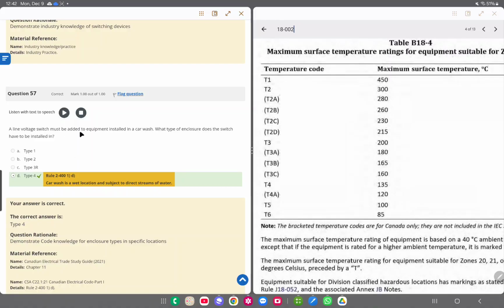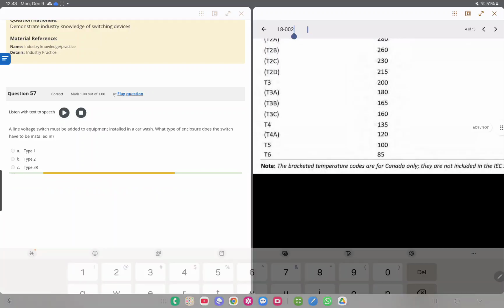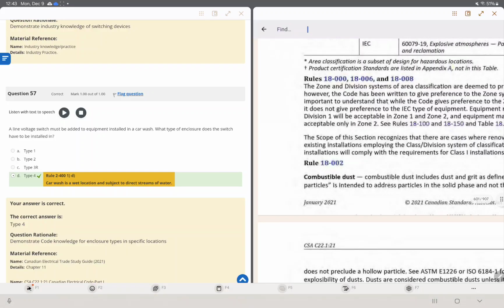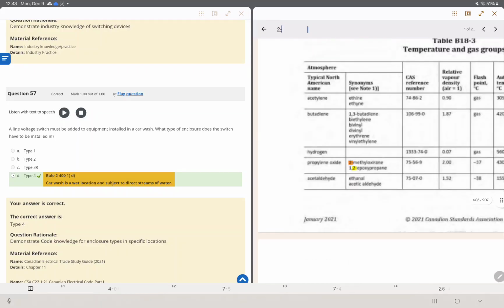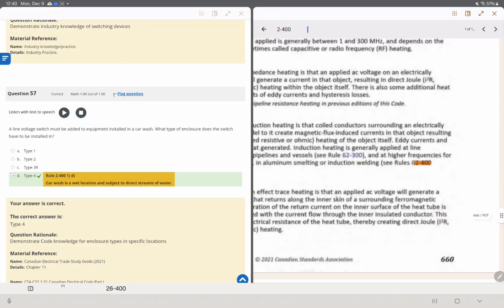A line voltage switch must be added to equipment installed in a car wash. So this is an enclosure question. And we know our code book, so we know our enclosures are at the end of section 2. So we're going to go to 2-400. Not even going to go there. I'm just going to tell you 2-400. Yeah, let's go there actually. 2-400.